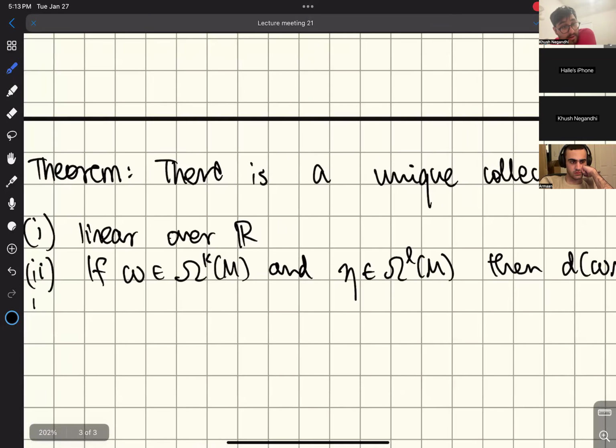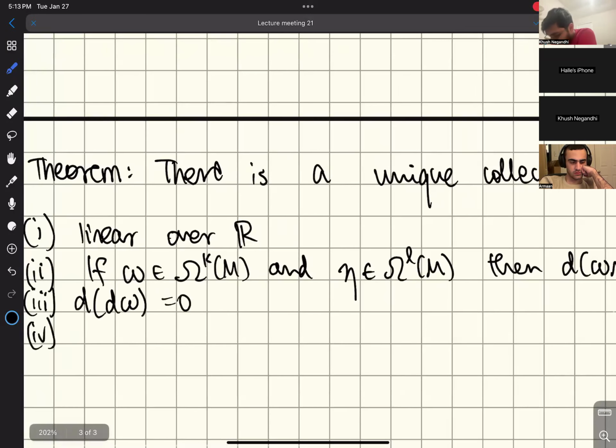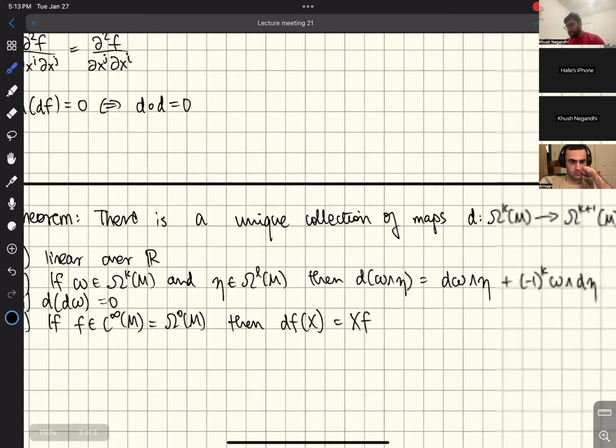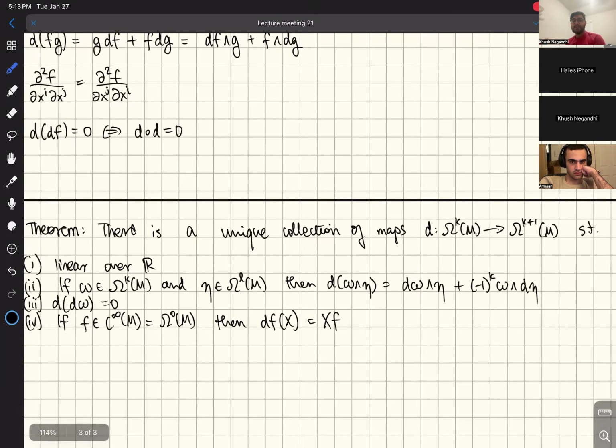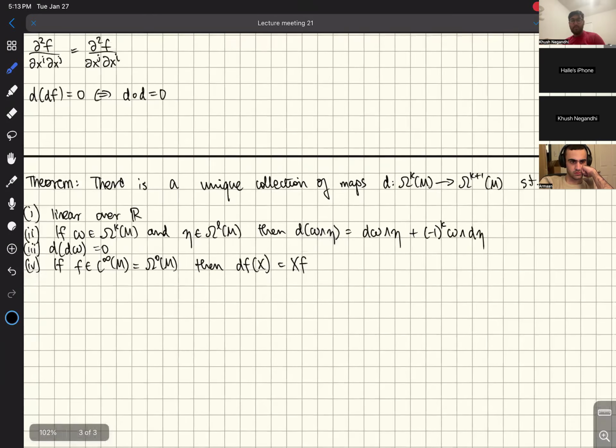And number three, d of d omega is 0. And number four, if f is a smooth function, or in other words, a 0 form, then df evaluated at x is nothing but the derivative of f in the direction of x. So voila, this collection of maps is called the exterior derivative.